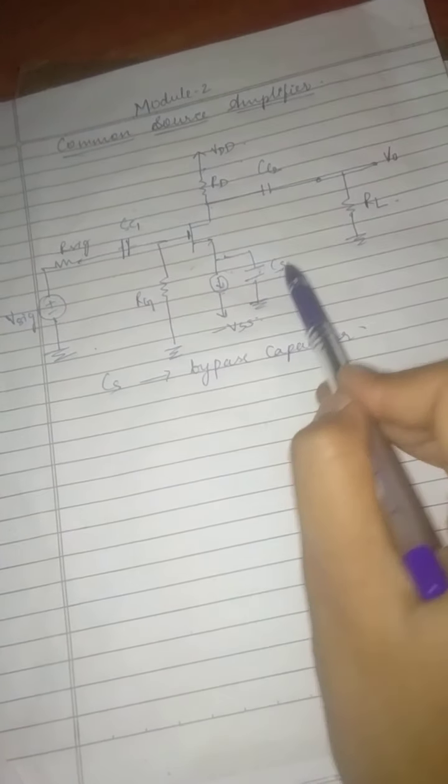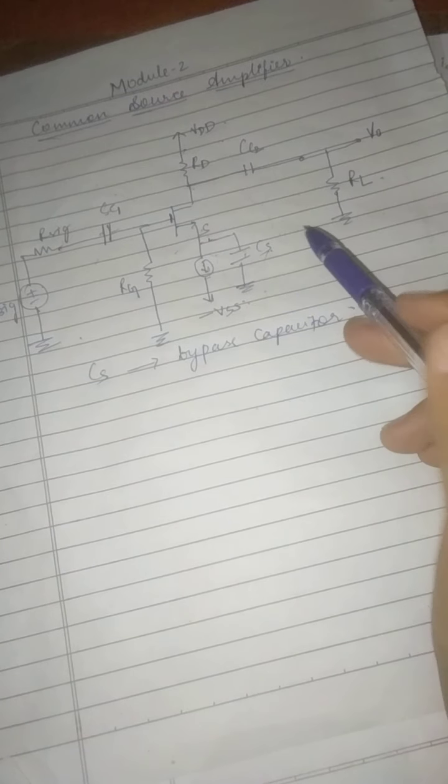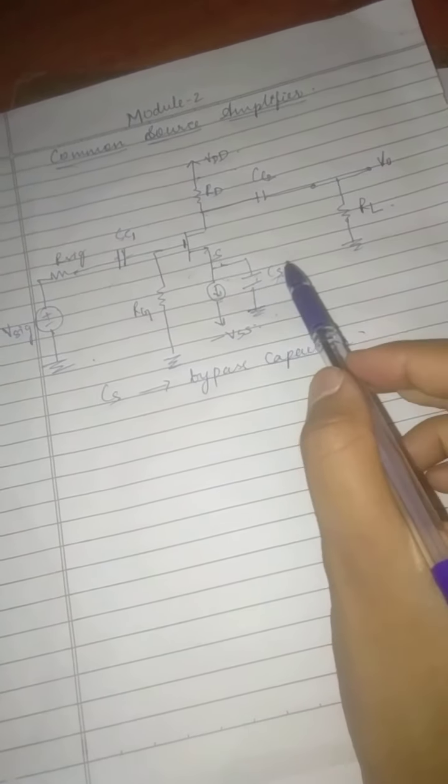Now this bypass capacitor is connected between the source terminal and the ground, and it always remains in the microfarad range. So why do we require this? To provide a very small input impedance, or we need a zero input impedance. Because of that we require this CS capacitor.